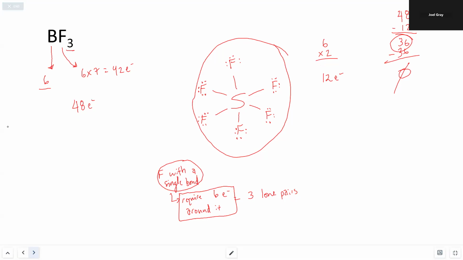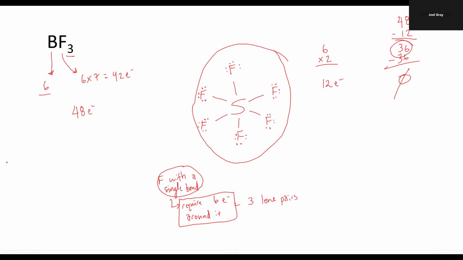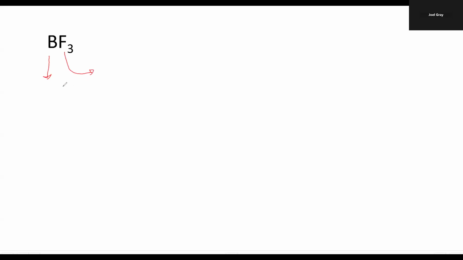Now, next up, BF3. Go ahead and add to the chat. Give me my valence electrons for boron and then for fluorine. Fluorine's 7 again, so 3 times 7 is 21. Boron is 3. Okay, so I got a total of 24 electrons. All right. So which one of my elements is farthest to the left? Boron. Group 3. Now that boron is going to have, let's see, 1, 2, 3.